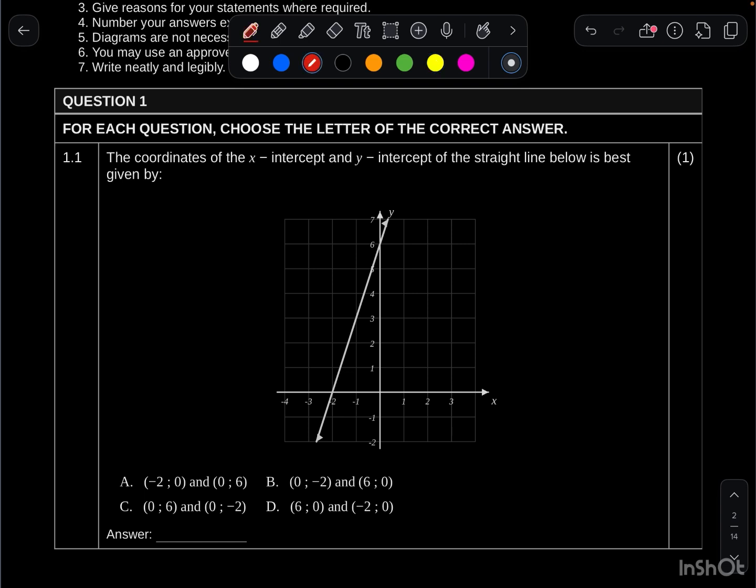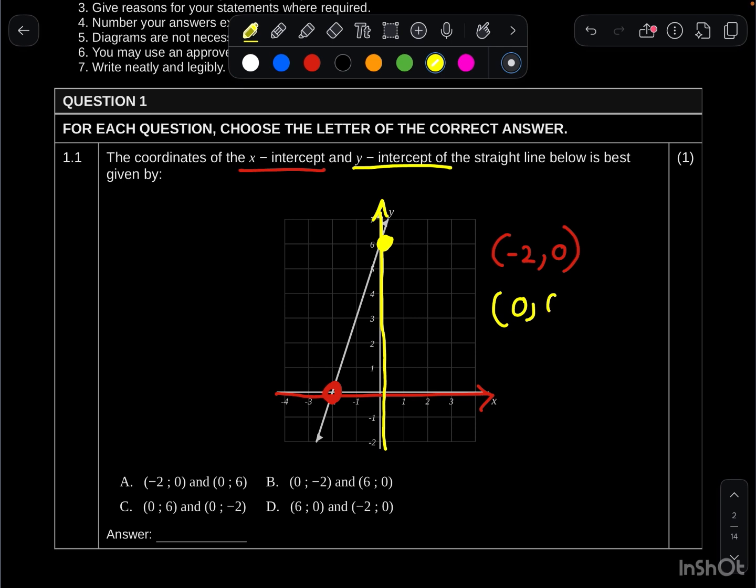Okay, so let's do x-intercept first in red. The x-intercept is where the line touches the x-axis, so this one here. And we can see that is at -2. So that is when x is -2 and y is 0. And then the y-intercept, I'll do in yellow, we look at the y-axis. Where does it touch? It touches at this point here, 6. So in that case, we have x is 0 and y is 6.